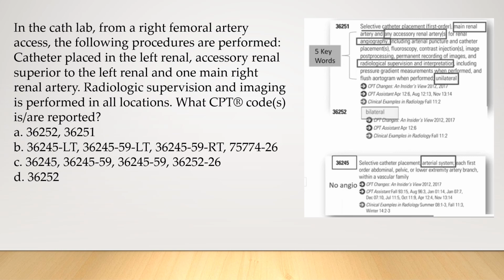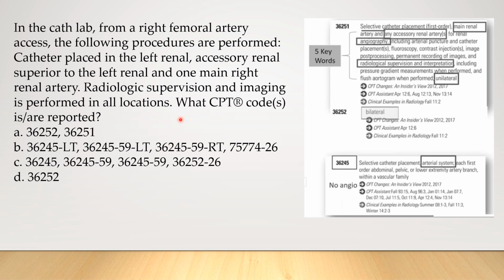Remember, for the renal artery we have a separate code, and those codes are not 36245. So we will eliminate the wrong option. 36245 is for the vessel below the diaphragm, and though renal is below the diaphragm, we have a separate code for the renal. So we are going to eliminate B and C because they are not talking about the renal. Now we have the code A and D.